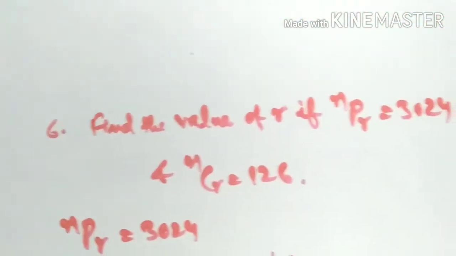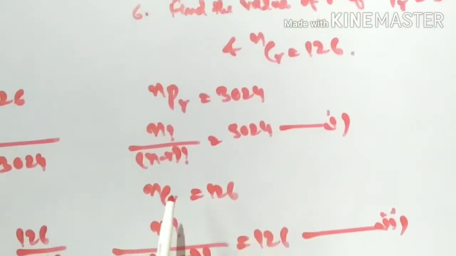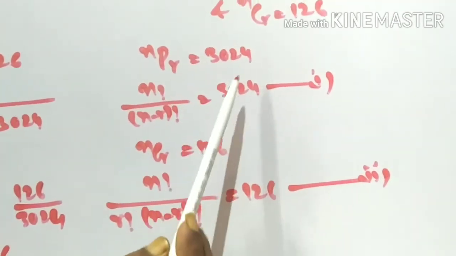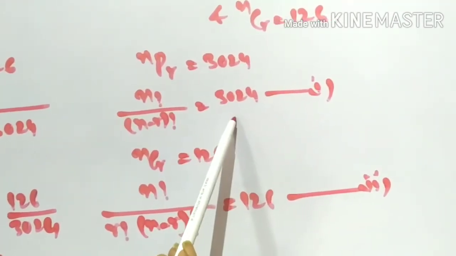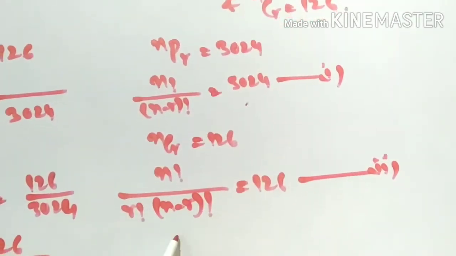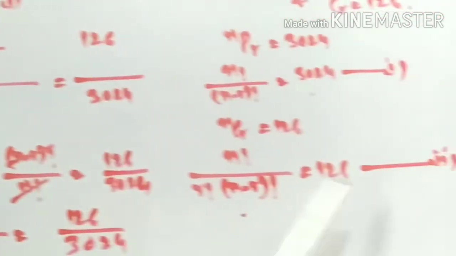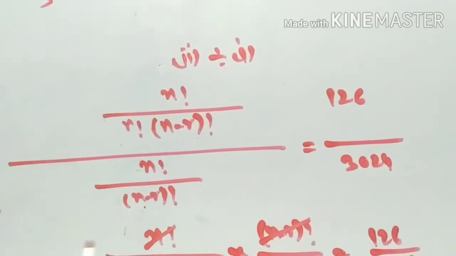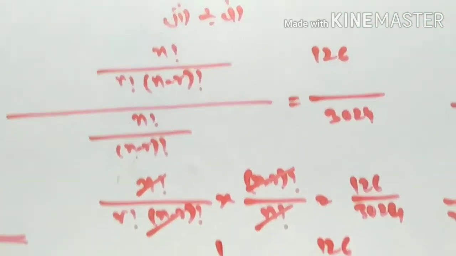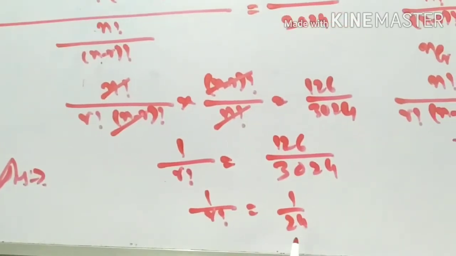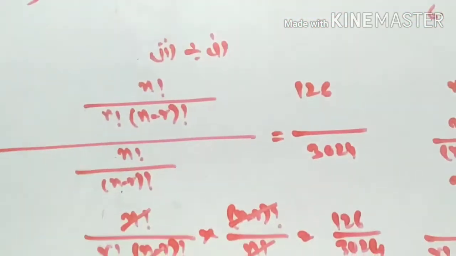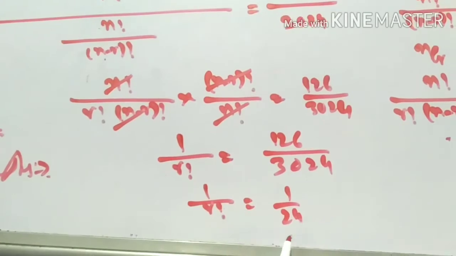So we have made two equations here. From nPr is equal to 3024 I have made this equation, and from nCr I have made this equation. I have divided 2 by 1, or you can divide 1 by 2. It's up to you. If you take 1 by 2, it will be r factorial is equal to 24. Since I have taken 2 by 1, therefore 1 by r factorial is equal to 1 by 24.